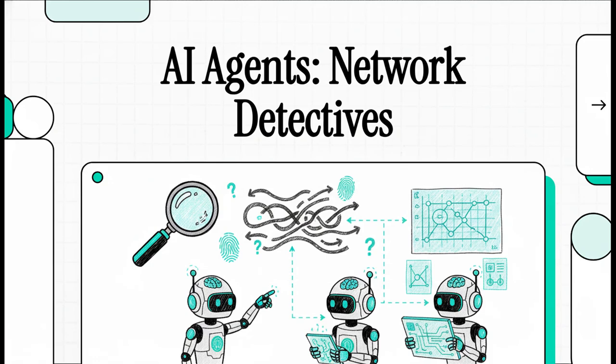Today we're diving into a really fascinating new way to look at encrypted internet traffic. We're going to see what happens when you build a whole team of specialized AI agents to act like digital detectives, tasked with uncovering the hidden fingerprints of anonymity tools. So, let's jump right in.